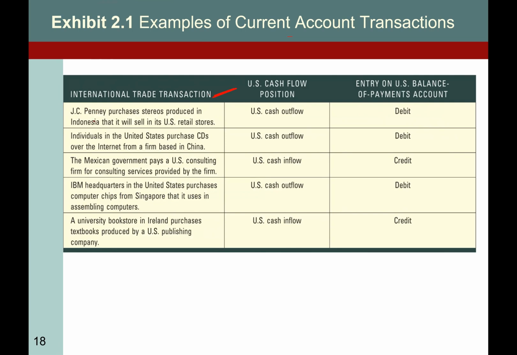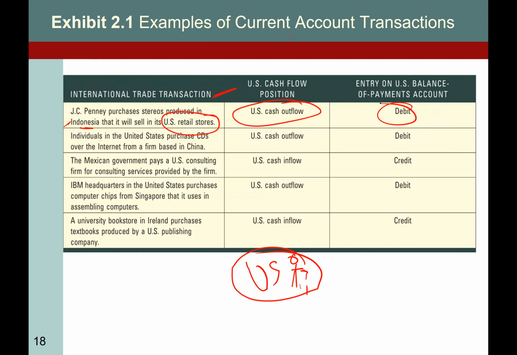So an example: JC Penney purchases a stereo produced in Indonesia that it will sell in its US retail store. If the question is silent, assume that you are in the US, because the book is US centric. Otherwise, the question will mention that you are in Indonesia or elsewhere. Now think about whether this is outflow or inflow. Since JC Penney is a US company, it purchases goods from Indonesia, which means money is going out from the US to Indonesia. So that's why it is outflow.